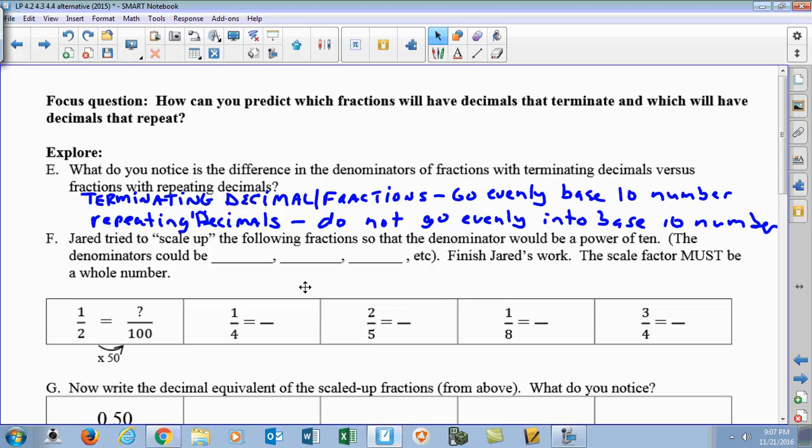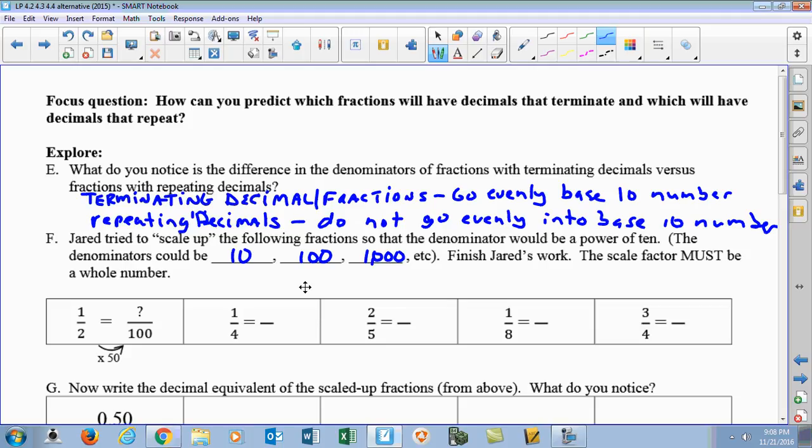All right, so it says Jared tried to scale up the following fractions so that the denominator would be a power of 10. The denominators could be 10, 100, 1,000, and so on. It could be 10,000, 100,000. So it says finish Jared's work. The scale factor must be a whole number. So if you look at the first one, we'll do that one together.